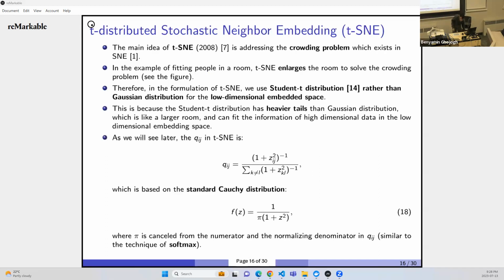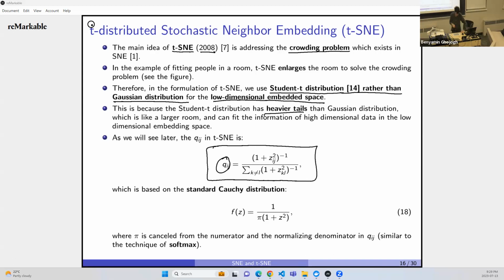So the main idea of t-SNE, which was proposed in 2008 in the Journal of Machine Learning Research, is addressing the crowding problem, which exists in SNE. So we use a student t distribution rather than Gaussian distribution for the low dimensional embedded space. It has heavier tails. So for Qij in t-SNE, I use this.